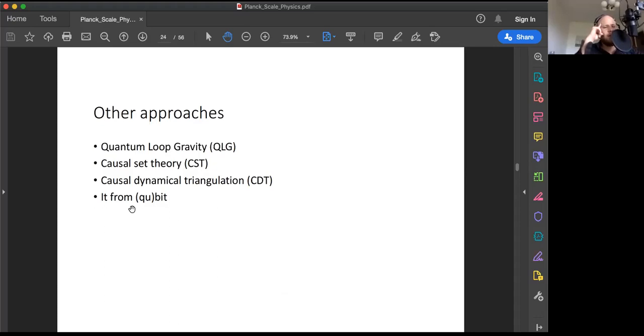And the third approach is something completely different. This was coined by Wheeler. It's called it from bit. And during the last decades, this became it from qubit. And basically the idea is, well, maybe we shouldn't try to merge quantum physics and gravity. Maybe quantum mechanics or quantum physics is the fundamental law of nature, and we can derive gravity from quantum theories.